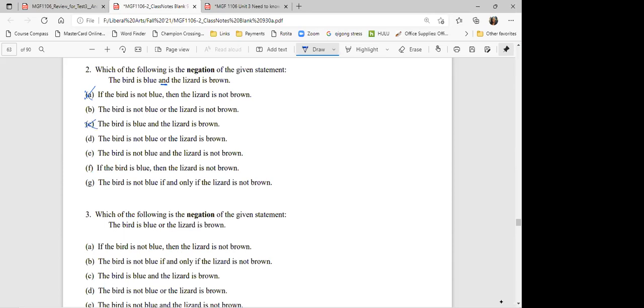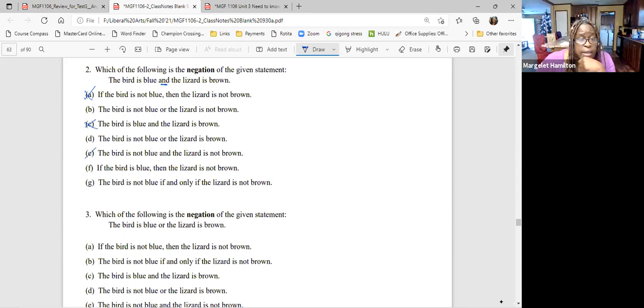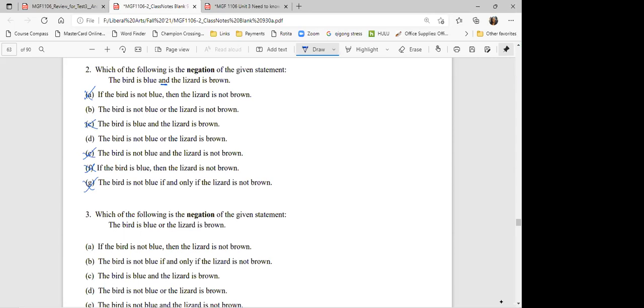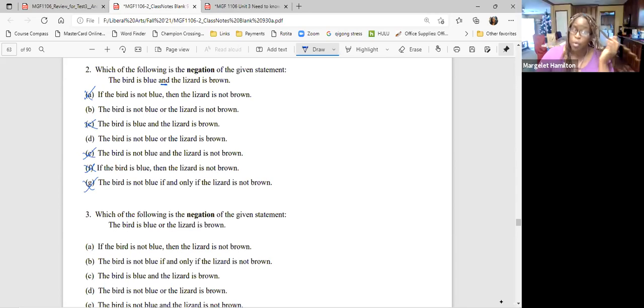E. All right. The E, okay. F. Uh-huh. And G. Do we see what's happening? Now, tell me which one you think is the answer. B. D as in dog. B as in boy. Okay, B as in boy. Because the rule says when we're negating and, it changes to or, and we have to negate both statements. So now the bird is not blue or the lizard is not brown. So B.